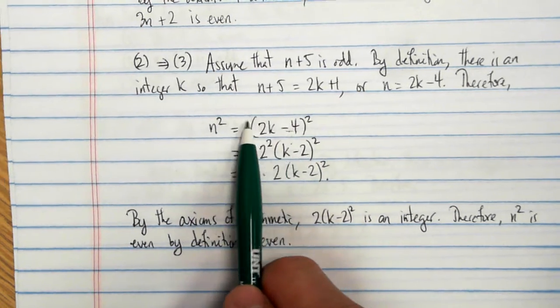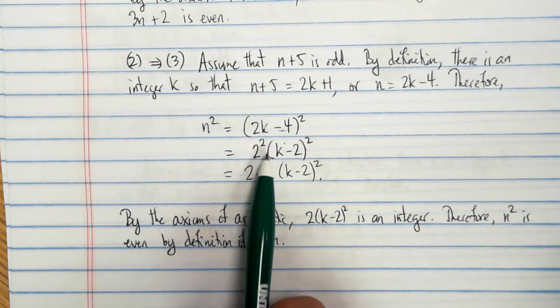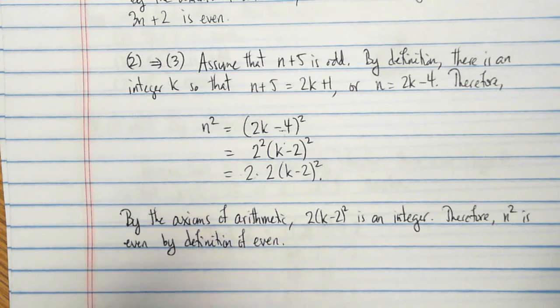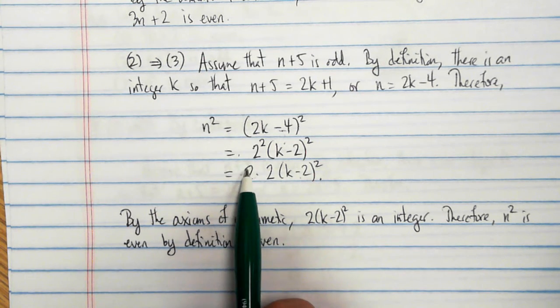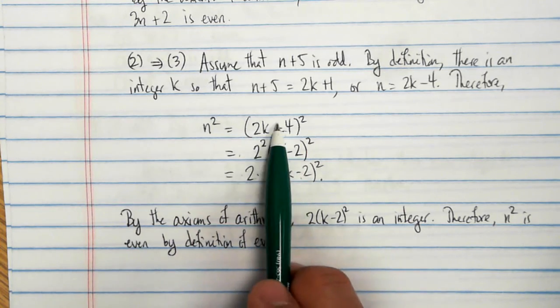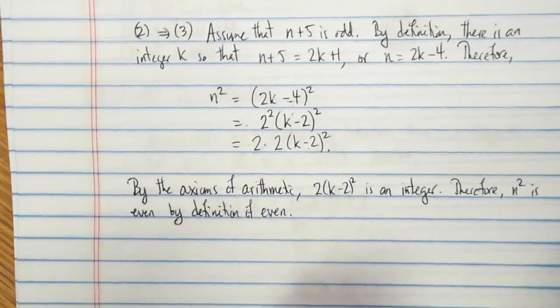Now, if you decided to multiply this out and then factor a 2 out, there's nothing wrong with that. I just did something a little bit different here to emphasize that I'm pulling the 2 out by itself, and I really don't care how this multiplies out.